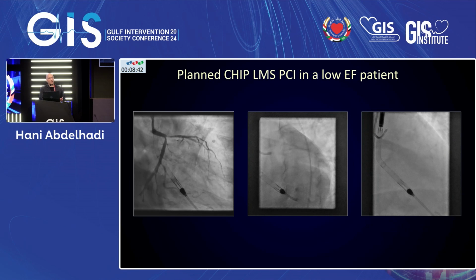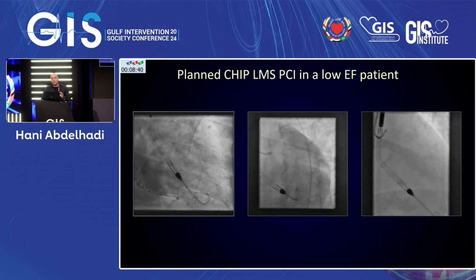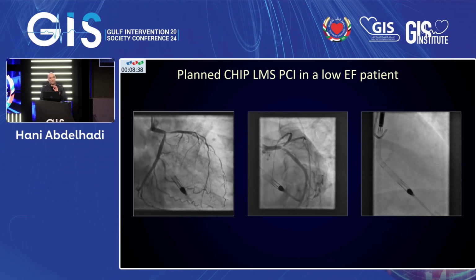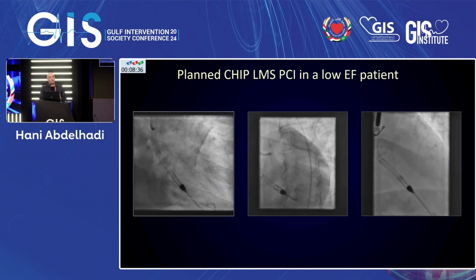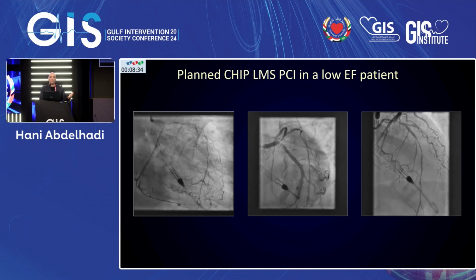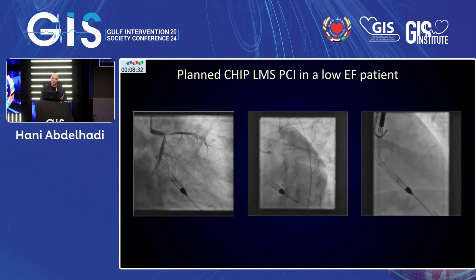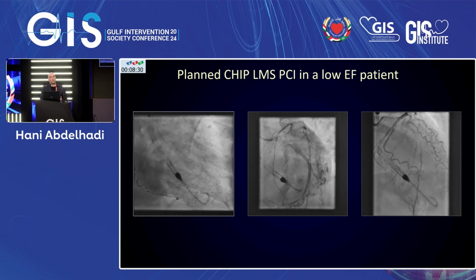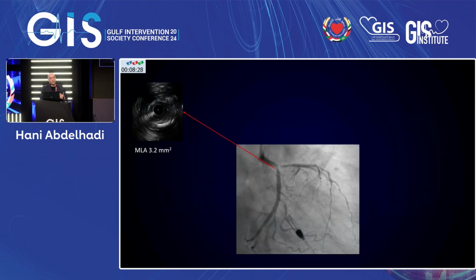This is a different case, again a high-risk patient with a dominant circumflex, so a left dominant system. With this equivocal circumflex lesion, in the RAO caudal it doesn't look too bad, in the spider maybe it is a bit bad, and it's very important to know whether it's severe or not. In this case, the MLA in the circumflex was 3.2 in a dominant circ, so it is significant.